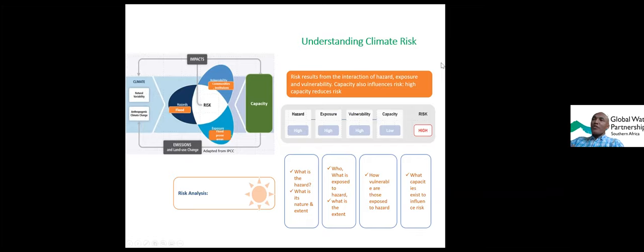So I will try to take you through the different processes of how you assess the hazard, how you assess exposure and vulnerability and capacity, and finally, how you do your risk analysis. Next slide, please.